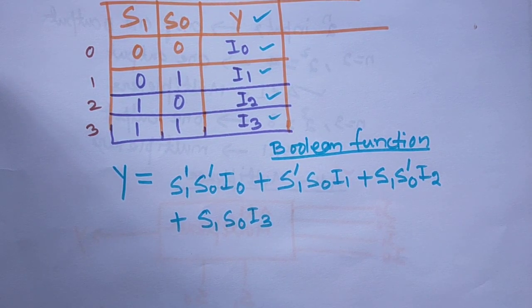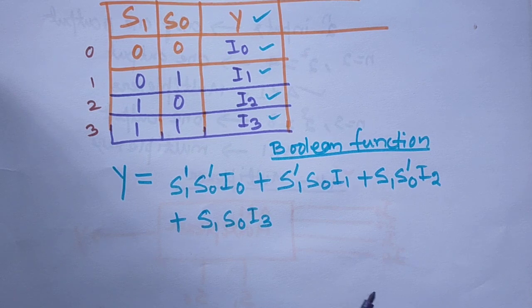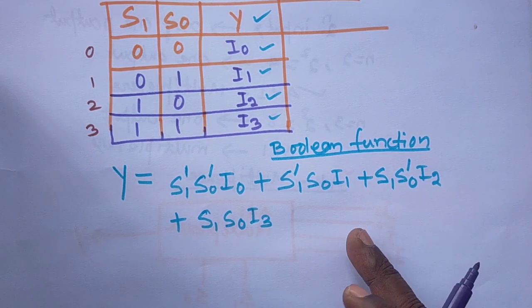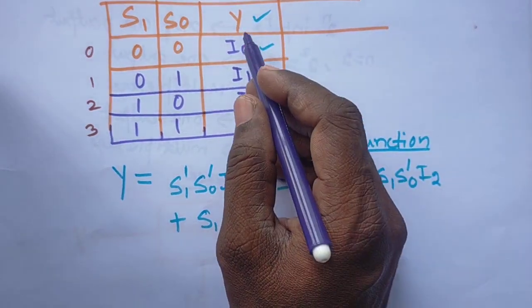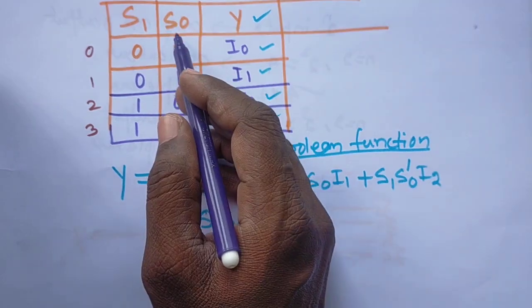Okay, multiplexers we have already discussed. How the function table is created from the multiplexer, we have already discussed. But from that function table, how the Boolean function is created, we will see that. Very simple way: this is the Y part. The Y value we consider depends on S0 and S1.